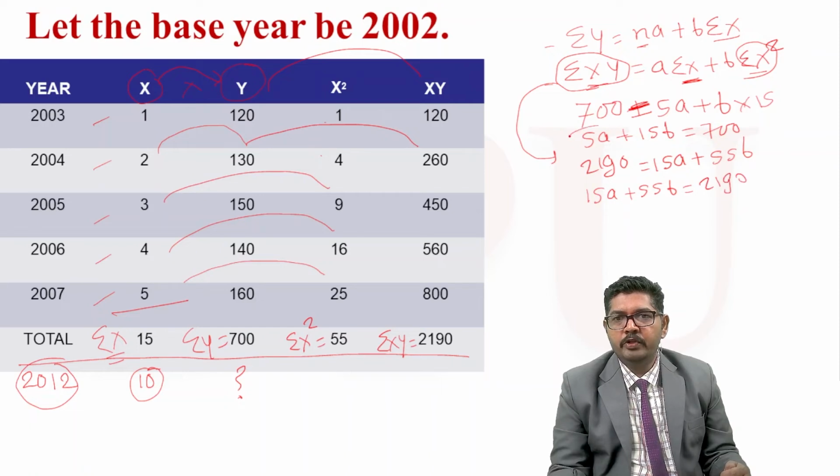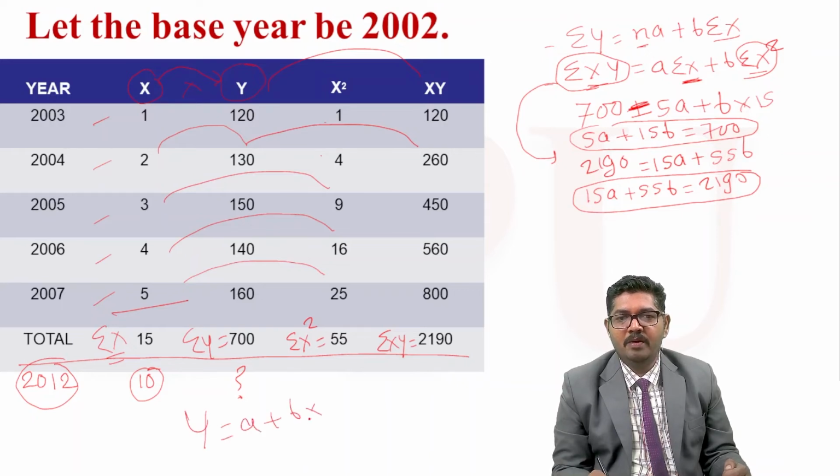So basically we have two equations, 5a plus 15b is equal to 2190. Now these are the two equations, and in these two equations there are two unknowns, a and b. When we have two equations and two unknowns, we can solve these equations to find the values of a and b. Once we get these two values, we can have y is equal to a plus bx. For example, y is equal to 5 plus 0.85x. So this kind of generalization you can have.